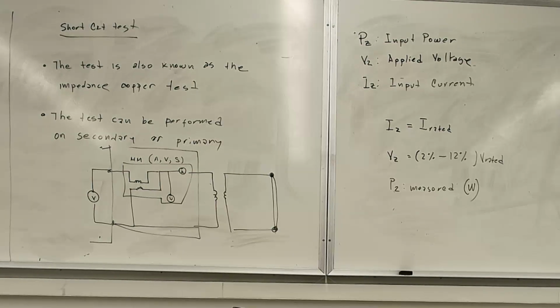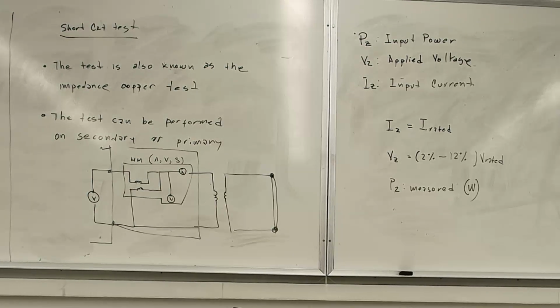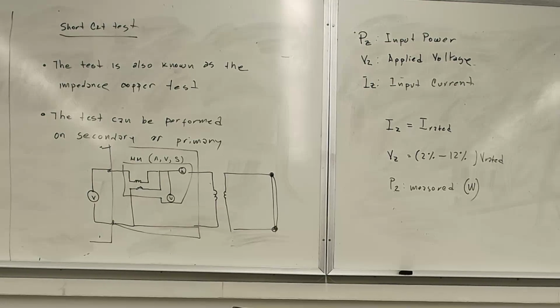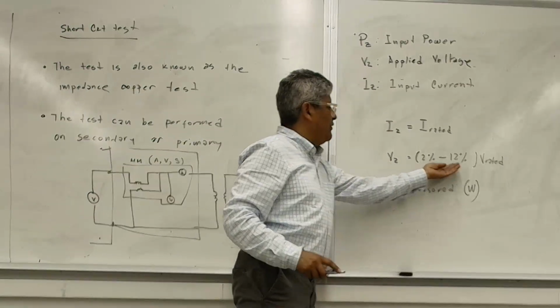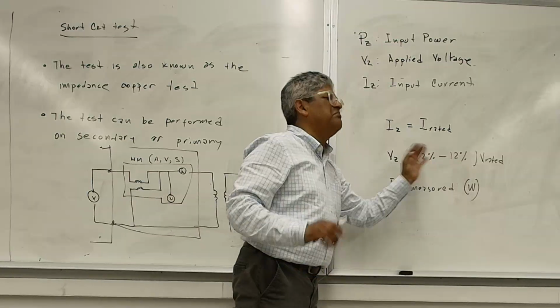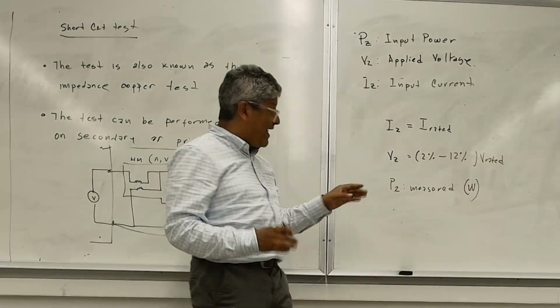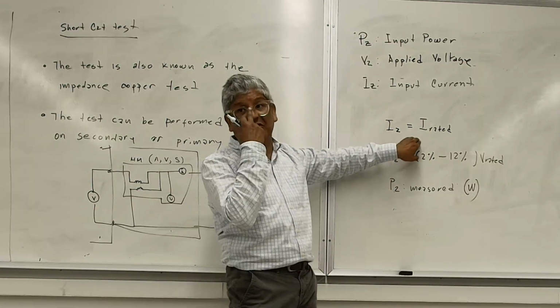You start increasing the voltage, you bump it up, bump it up, and you're just looking at the current. You know what the rated current of the transformer should be, right? That's given. But once you get to that rated current, then you stop. And hopefully the voltage was between 2 and 12%. Can it be a little higher? Sure, it can be a little higher. What cannot be higher is the current, because then you damage the transformer.